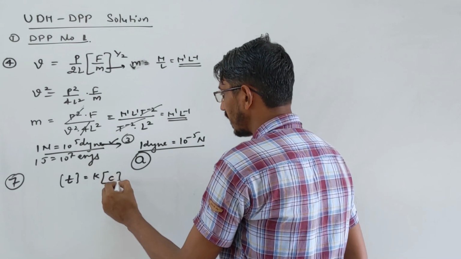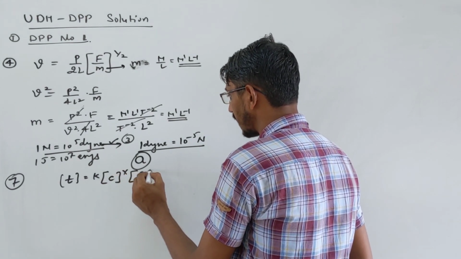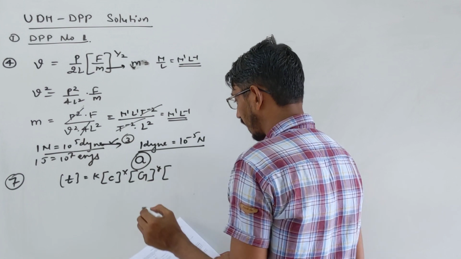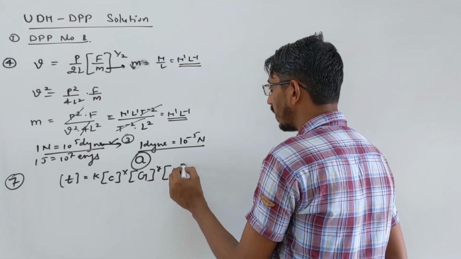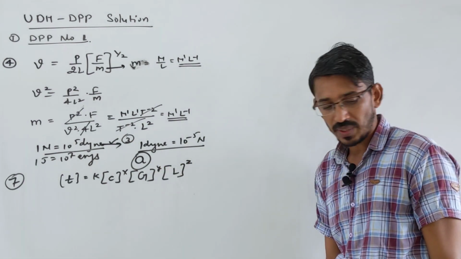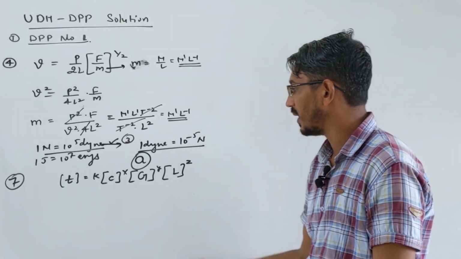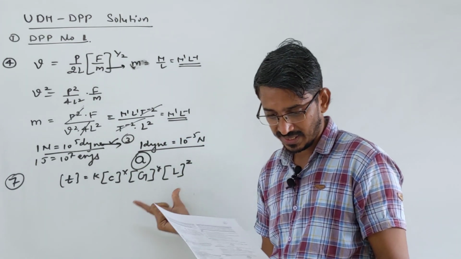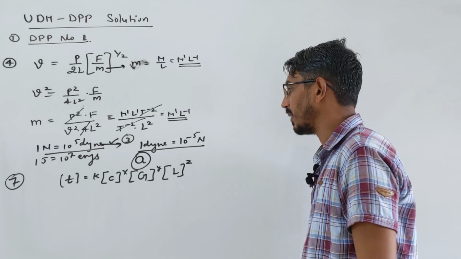Speed of light is given, c to the power x, gravitational constant is given, G to the power y, and one more thing, angular momentum, let's call it L, to the power z. So time depends on these three things and we have to find the formula of time in terms of these three things. Okay. So let's calculate one by one.